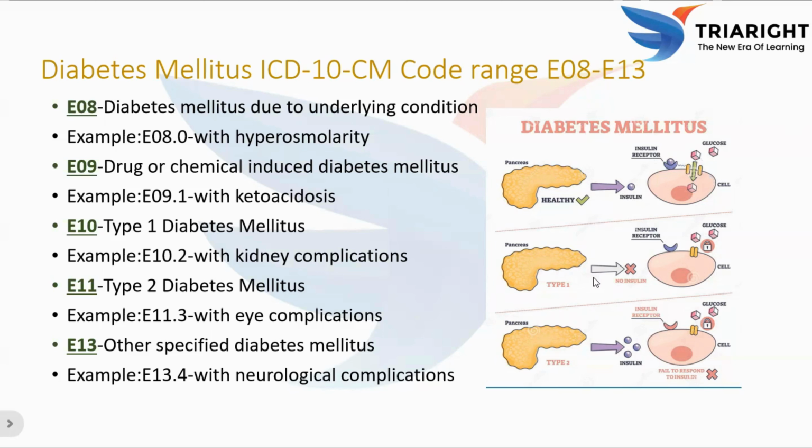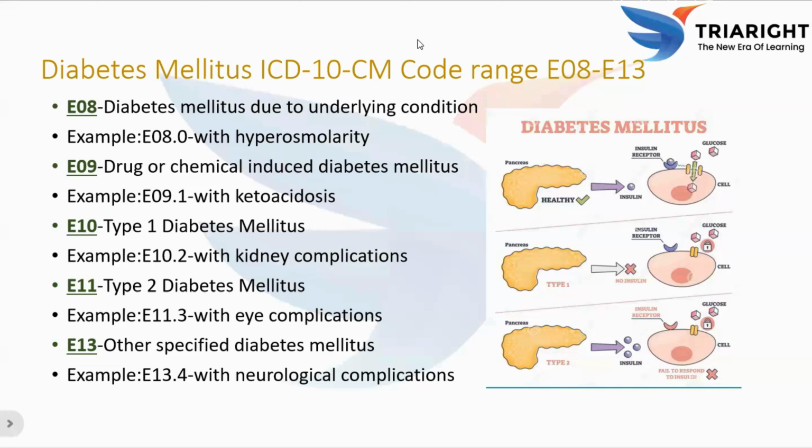Coming to type 1, the pancreas doesn't produce insulin. As insulin is not present, glucose doesn't enter the cell, so the blood sugar rises, which indicates type 1 diabetes. Whereas in type 2 diabetes, the pancreas produces insulin, but cells do not respond to the insulin. So glucose stays in the blood, resulting in the type 2 diabetes mellitus condition. So this is all about this picture, diabetes mellitus.